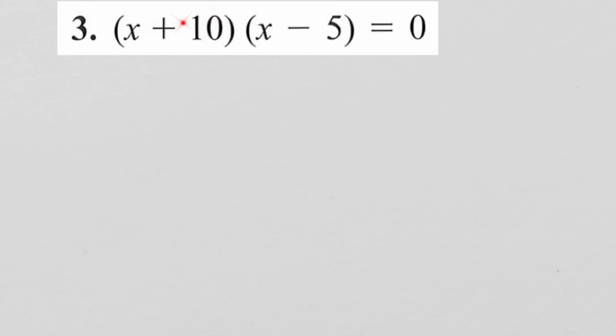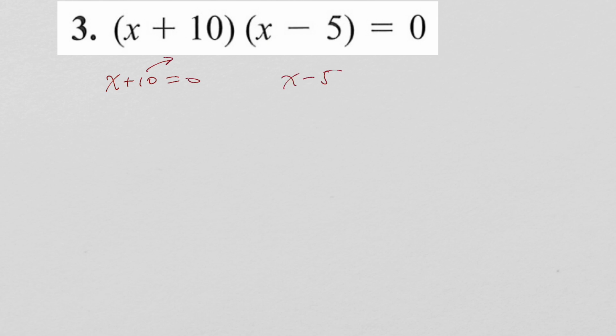Okay, here we have a product of two things that are equal to 0. So whenever that happens, one of the factors has to be equal to 0. Or in fact, if either factor were equal to 0, this equation would be true. So we find the solutions by setting each one of these factors to 0 and solving.